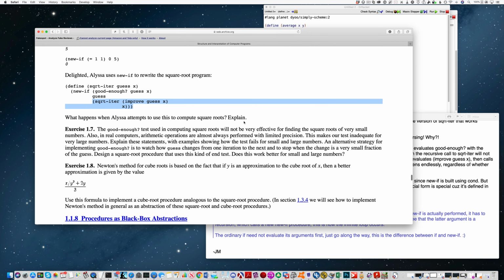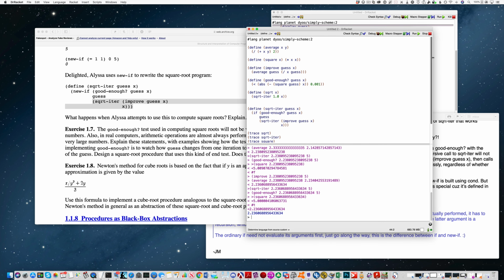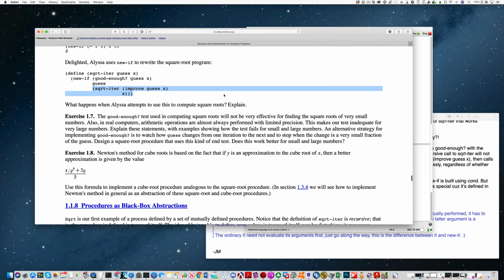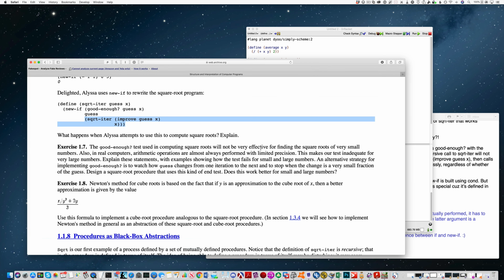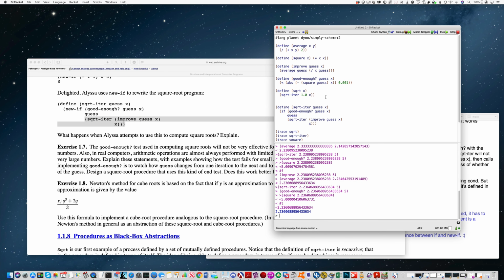So let's see, 1.7. The good enough test, which, I have two of these open. I guess I'll close the one with the version with the new if, because I don't want that. Okay. So the good enough test used in computing square roots will not be very effective for finding the square roots of very small numbers.